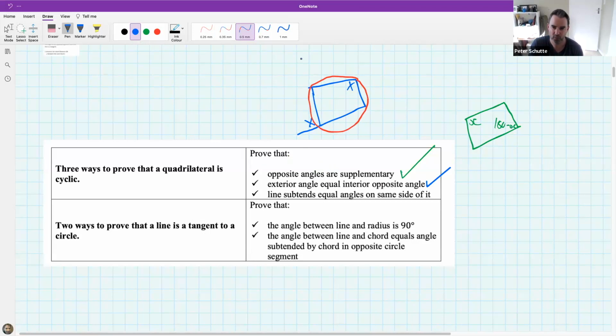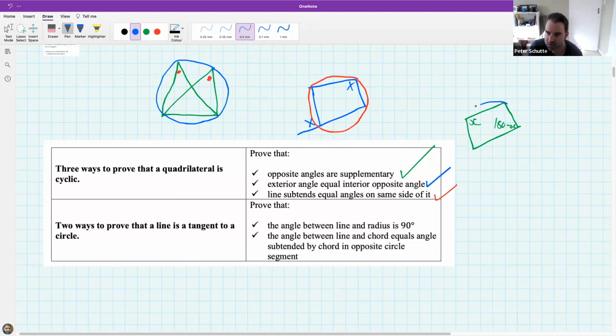And then the last one for proving something's a cyclic quad is if a line segment subtends an equal angle on the same side. Now that sounds like a mouthful, but basically here's a line segment. If this line segment makes an angle up here, and that same line segment makes an angle up there, if they make 2 angles that are the same, then we know these 4 points will form a cyclic quad.